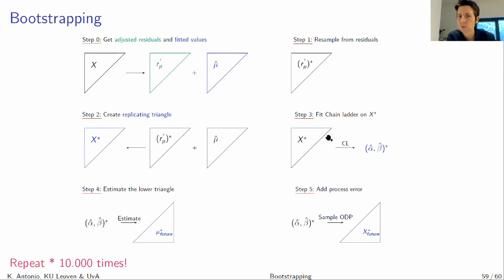So I fit my Poisson GLM here and I get my parameters alpha hat and beta hat for this particular artificial triangle indicated with a star. And if I have my parameter estimates, I get a point estimate for each cell in the incremental triangle in the future. So I get my mu stars for the future. But these mu's are an estimate for the mean of the cell in the incremental triangle.